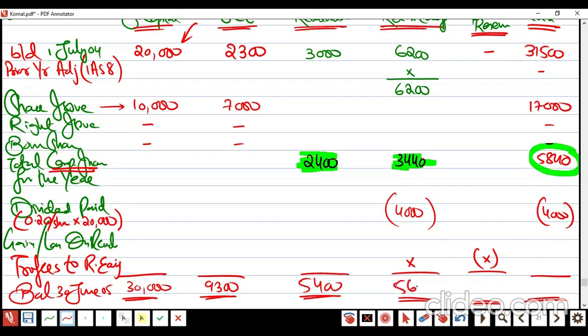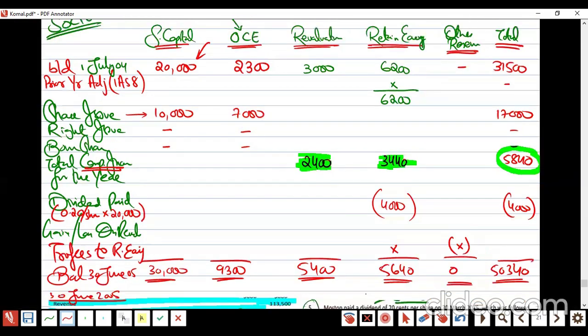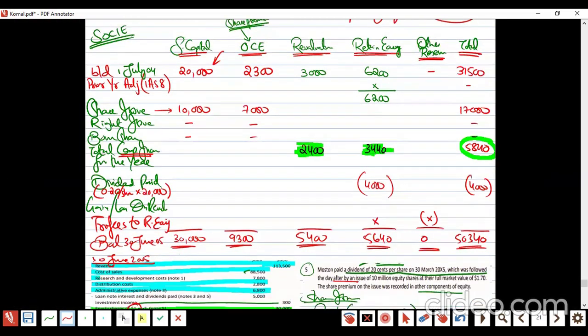And that is called the equity statement. With this, we just completed the question called Moston. Any problems? No. Okay, that's it for this one.